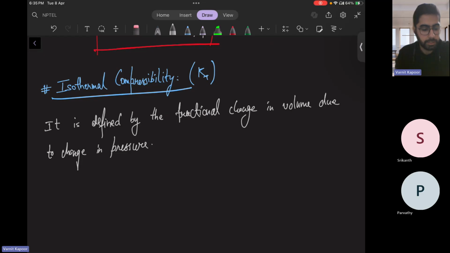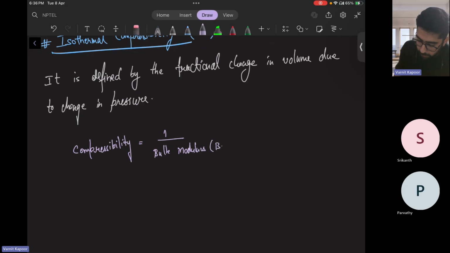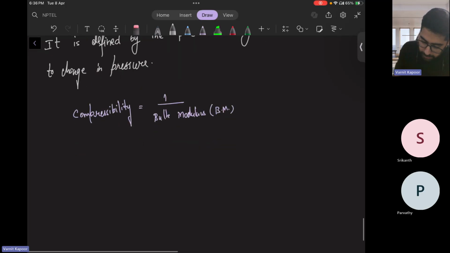So what is compressibility? I'm not saying isothermal compressibility. Compressibility is the inverse of bulk modulus. And what is bulk modulus? It is nothing but change in pressure to that of volumetric strain. Let me first write step by step. Compressibility is nothing but 1 by bulk modulus, that is Bm. And what is Bm?